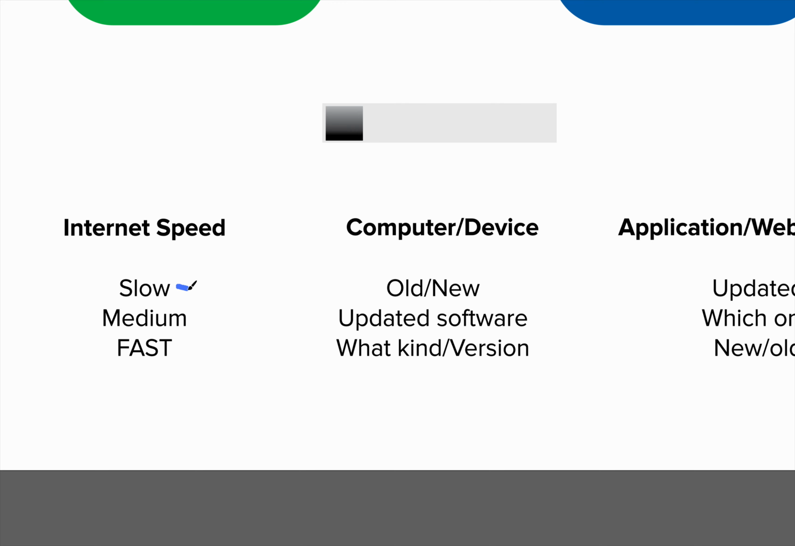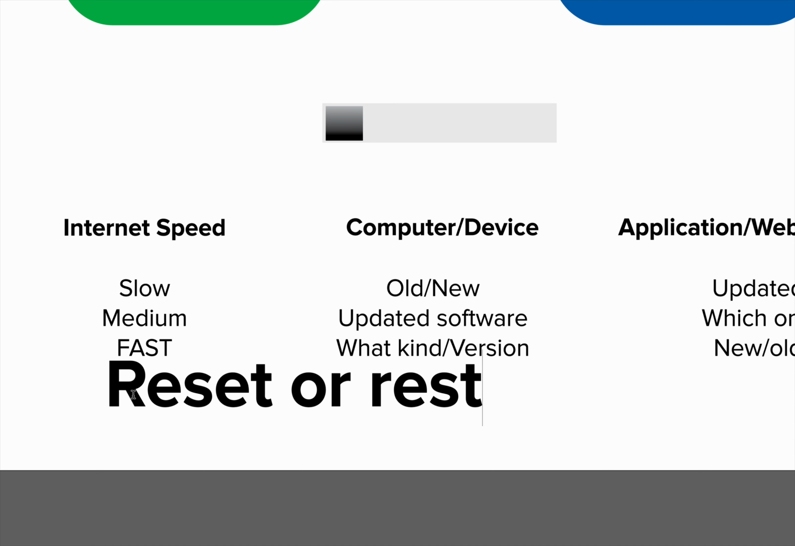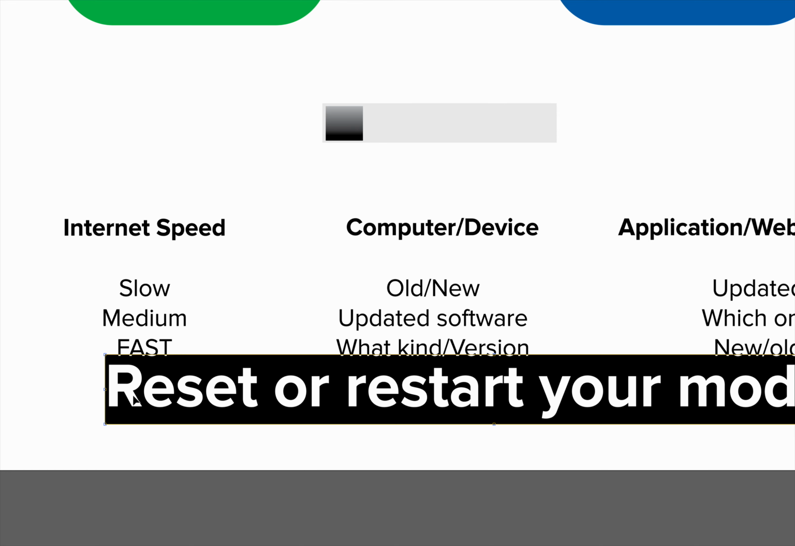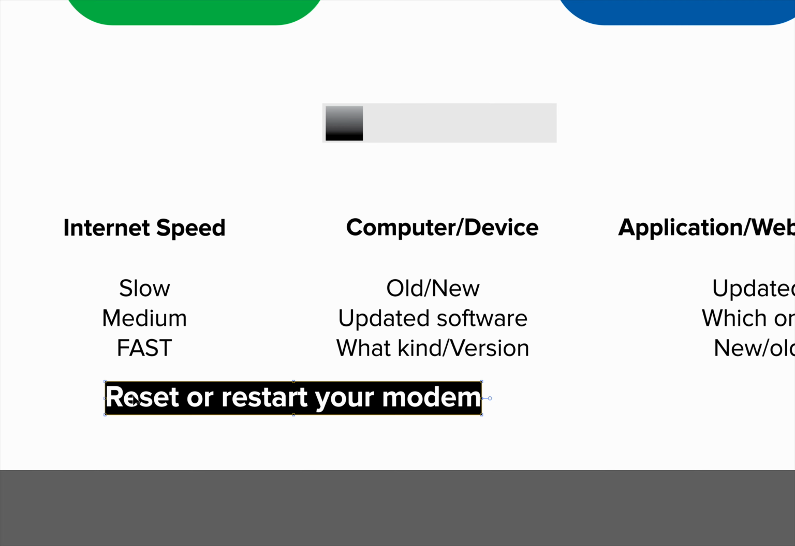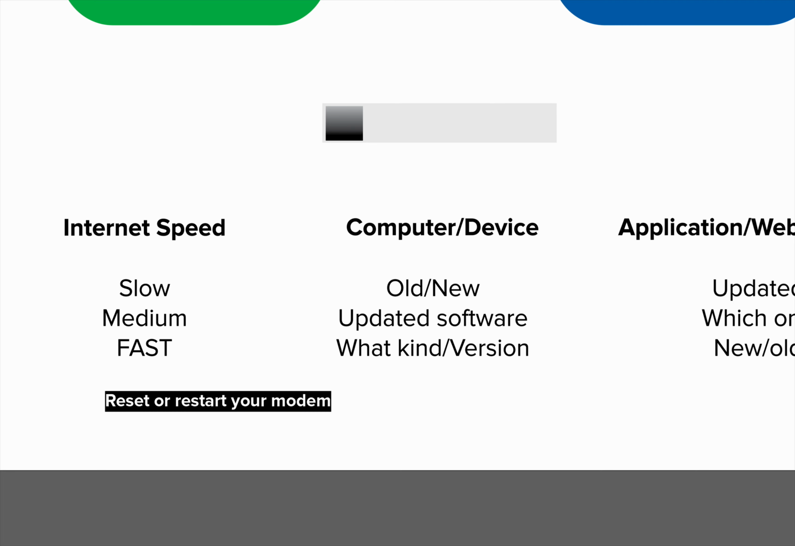If you have slow internet problems, that's something you want to take up with your internet service provider or your internet company, okay? And often what you can do is reset or restart your modem, okay? That's that little box, that little device that gives you your internet speed. That's always a good thing to do anyway if you're having problems, just to make sure you're having no speed issues, okay? You want to have good, fast internet, at least medium, but definitely fast, okay?